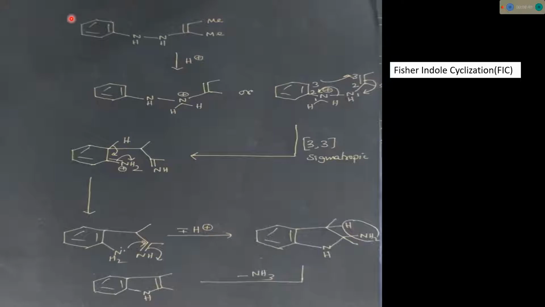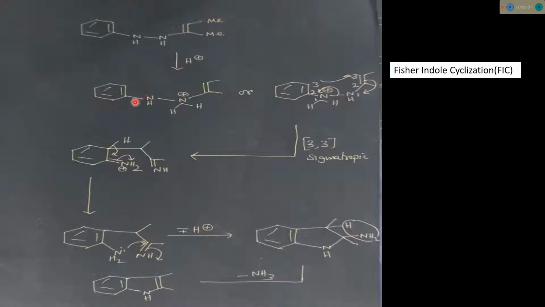So this is the aromatic ring. If this nitrogen lone pair is involved in resonance with the phenyl ring, then the aromaticity of this phenyl ring will be lost. If this nitrogen lone pair is involved in resonance with this alkene, then the stability of this alkene will be lost for some time. So this nitrogen lone pair will try to rest on this nitrogen atom.